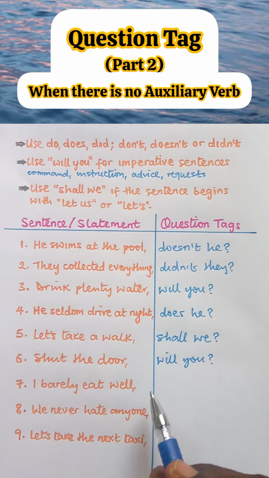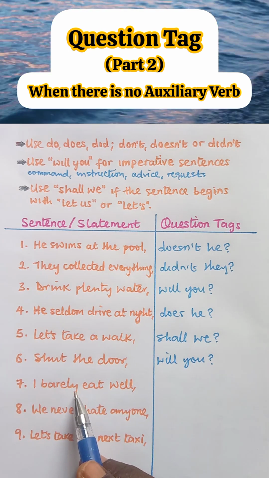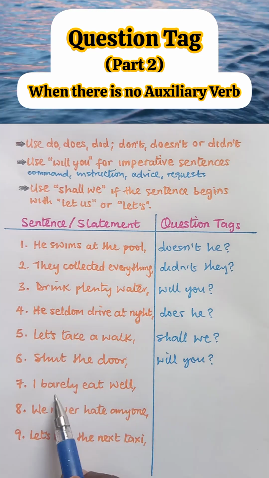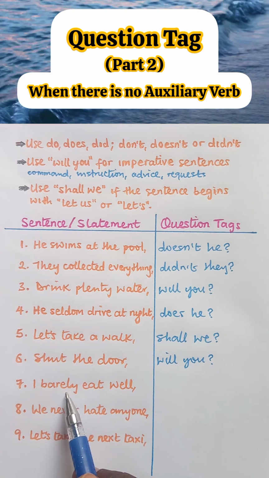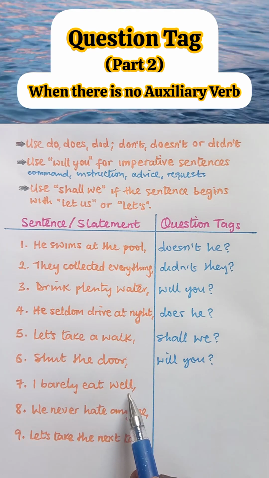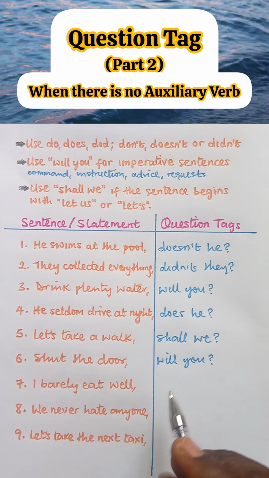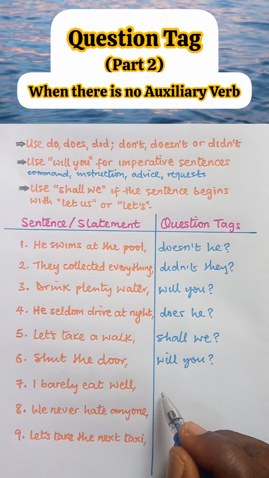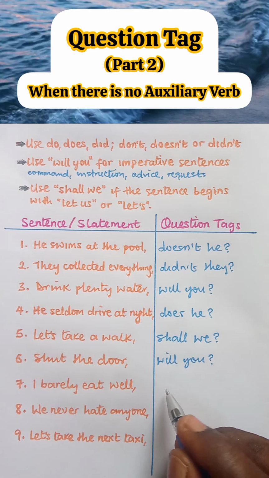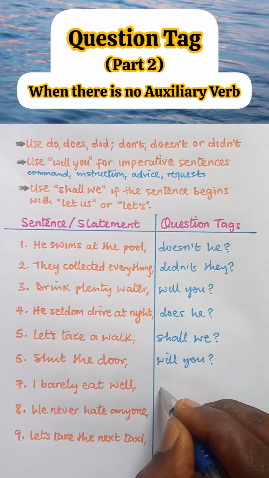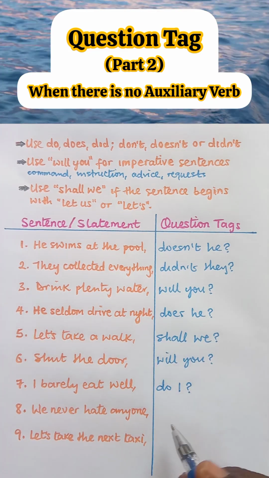Number 7, I barely eat well. This adverb, just like seldom, has a negative meaning, so this sentence is negative. I barely eat well. Eat is a plural present tense verb, and so our question tag should be a plural present tense verb that is positive because the statement is negative. I barely eat well. Do I?